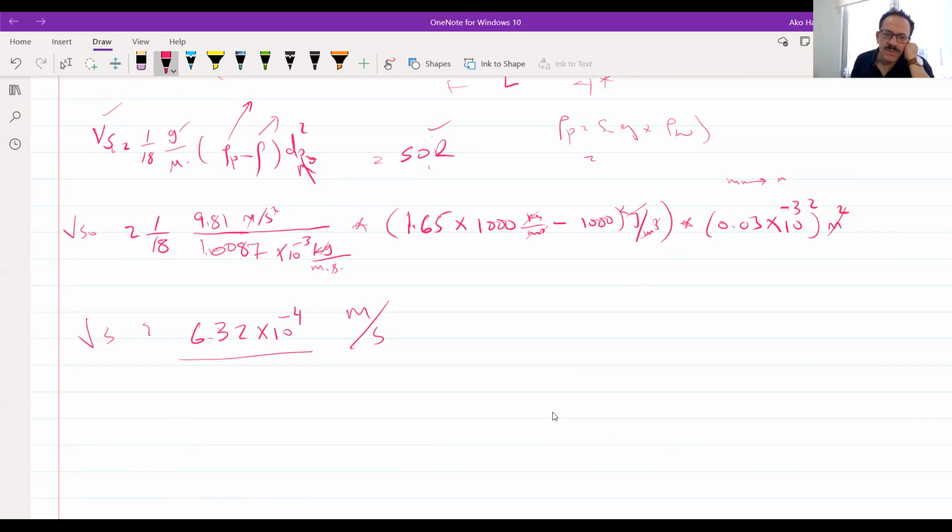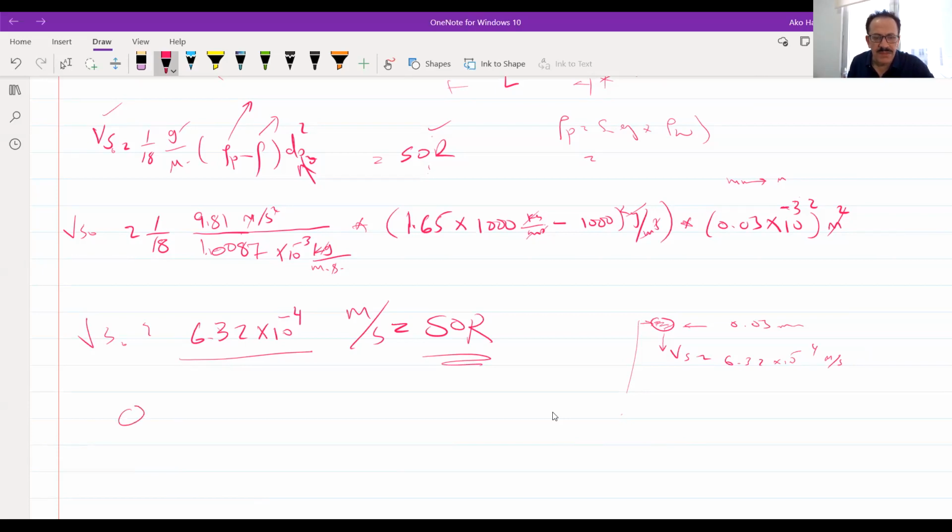So this is the velocity of the settling. It means that we have a particle like this. Its diameter is 0.03 millimeters, and it will have a settling velocity equal to 6.32 times 10 to the power minus 4 meter per second. And this particle will be 100% removed. And this will be equal to SOR. Why? Because of the definition, we want to remove that one.